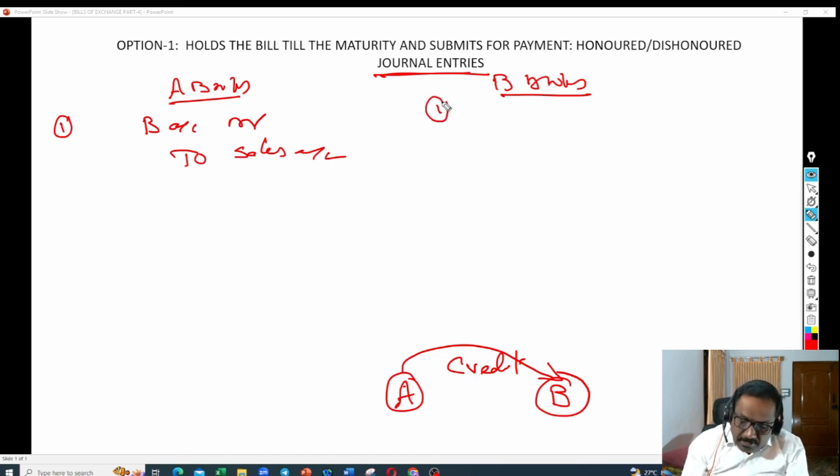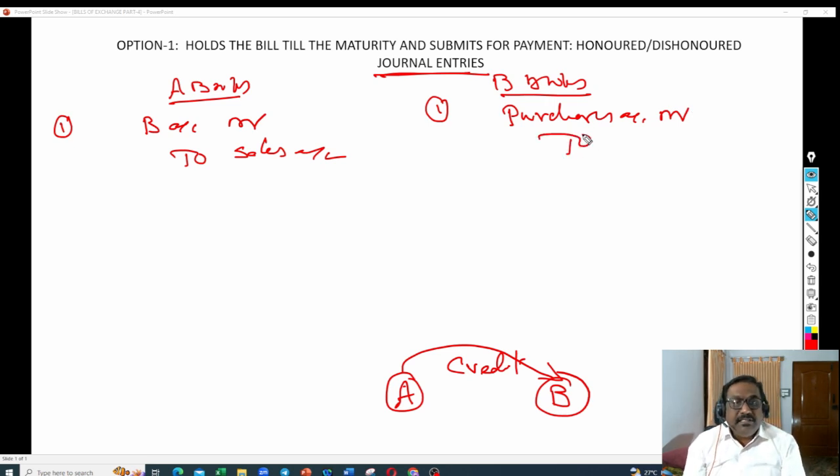What will B write for the same entry? He is purchasing goods from A. So what entry is he supposed to write? Purchases account debit. And who is the giver? The giver is A. So debit the receiver, credit the giver. A is giving, so you need to put A account. So purchases account debit to A account. This is the first entry. Are you clear?